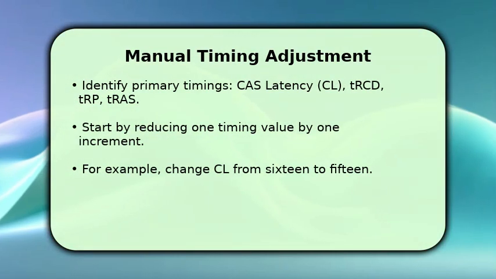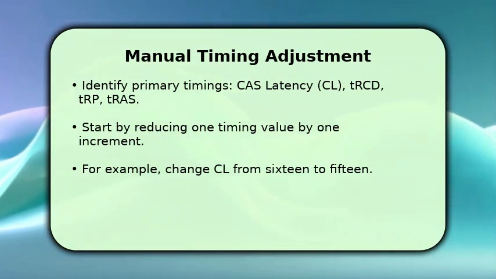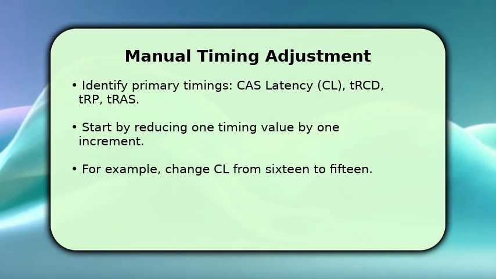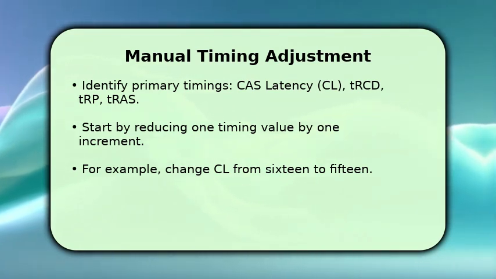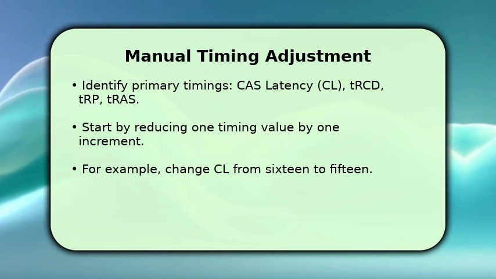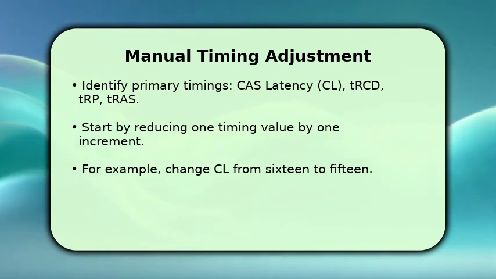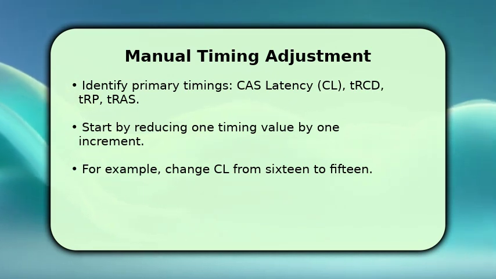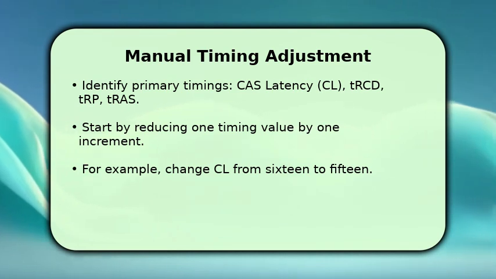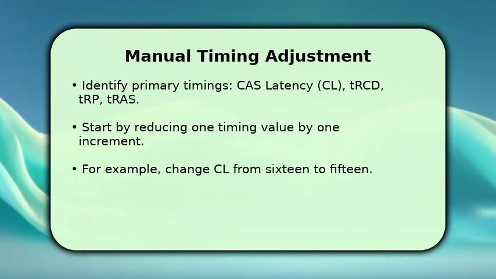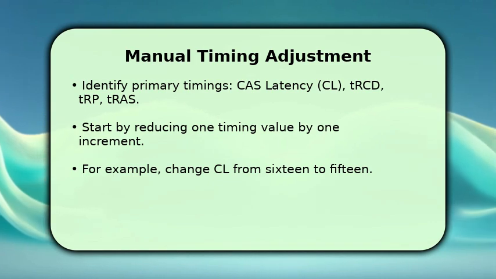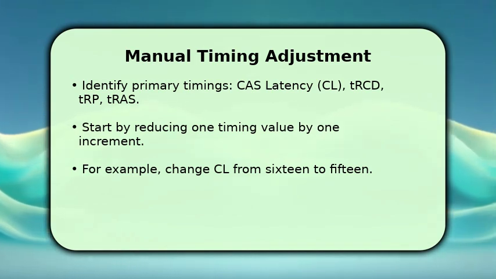If XMP or DOCP isn't an option or you want more control, you can adjust timings manually. Focus on the primary timings: CAS latency, tRCD, tRP, and tRAS. Begin by reducing just one timing value by a single increment, for instance, changing CAS latency from 16 to 15. After each adjustment, save your changes, exit the BIOS, and allow your system to reboot. This methodical approach helps isolate any potential instability.